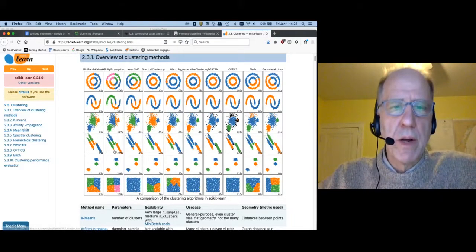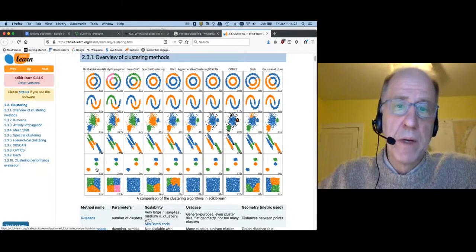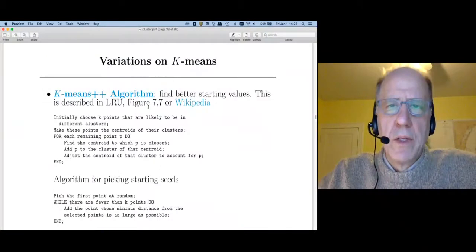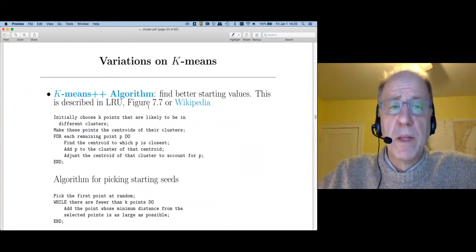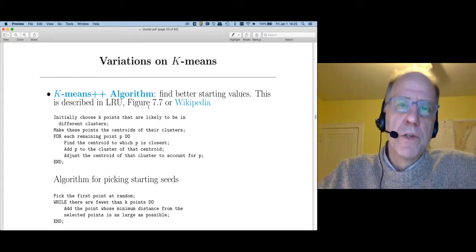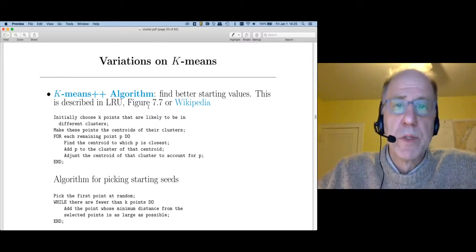So K-means does a great job provided all your clusters are round and have the same diameter. Otherwise, it's going to have problems. K-means is a very important clustering approach, and there's been a lot of work to improve the computational efficiency of the algorithm. The problem itself is NP-hard, and you should think of the algorithm that I just showed you as being a heuristic that may or may not find the optimal solution.